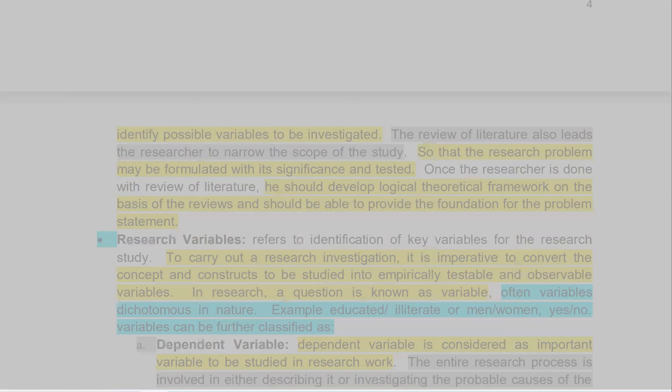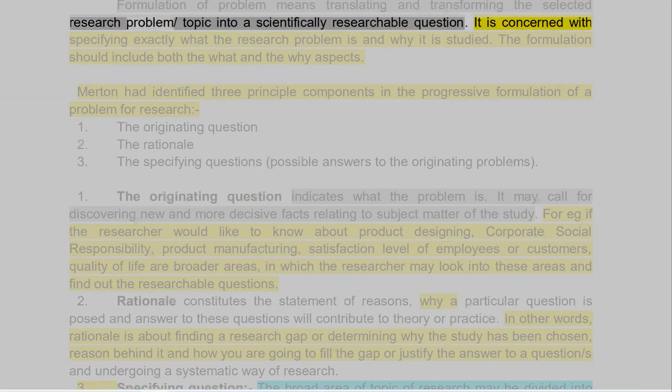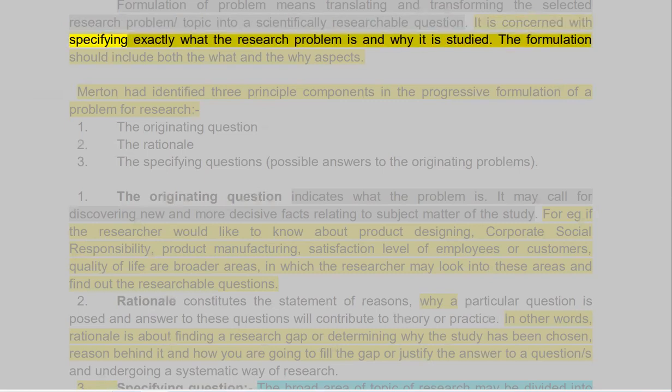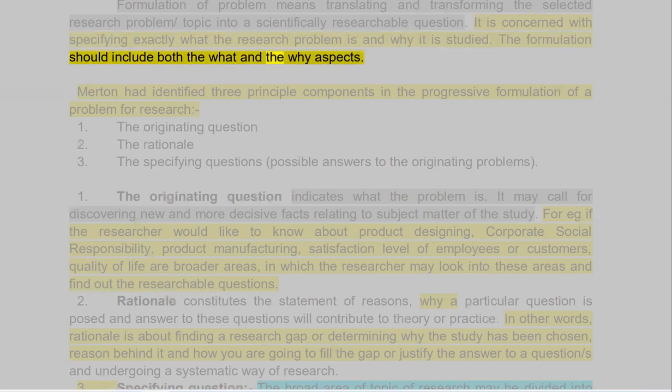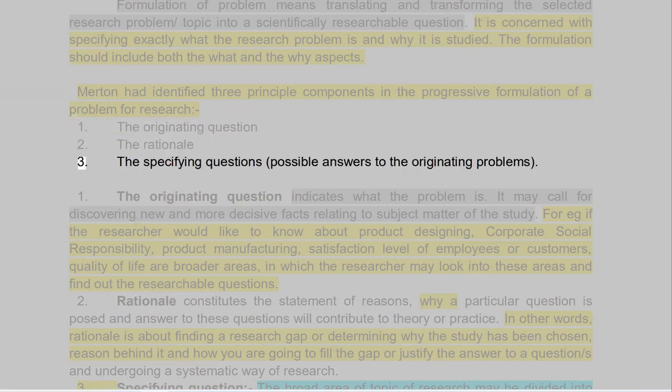4. Formulation of problem means translating and transforming the selected research problem topic into a scientifically researchable question. It is concerned with specifying exactly what the research problem is and why it is studied. The formulation should include both the what and the why aspects. Merton identified three principal components in the progressive formulation of a problem for research: 1. The originating question. 2. The rationale. 3. The specifying questions, possible answers to the originating problems.